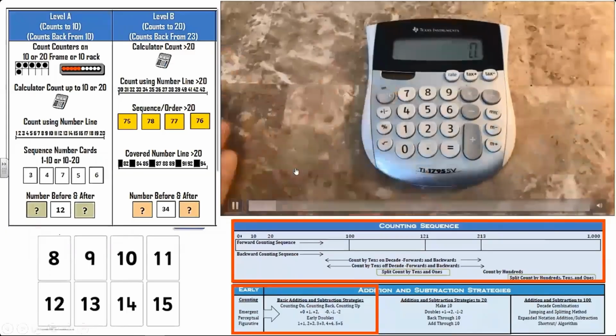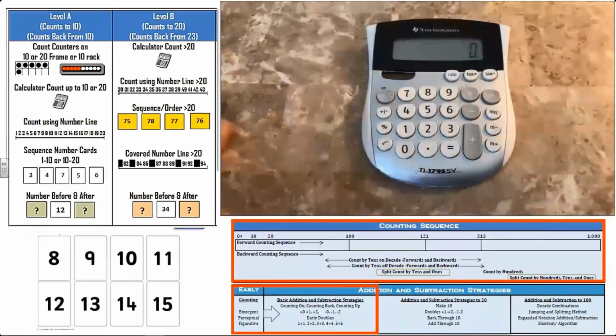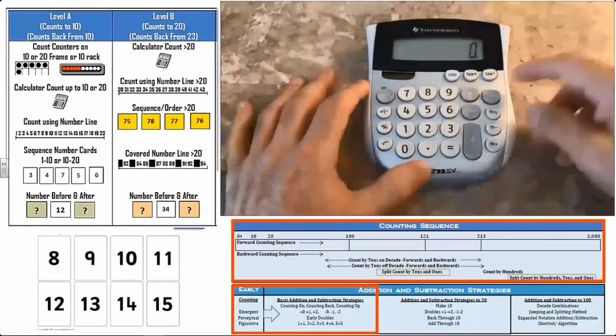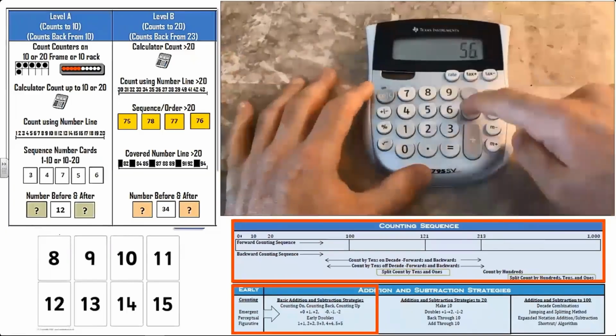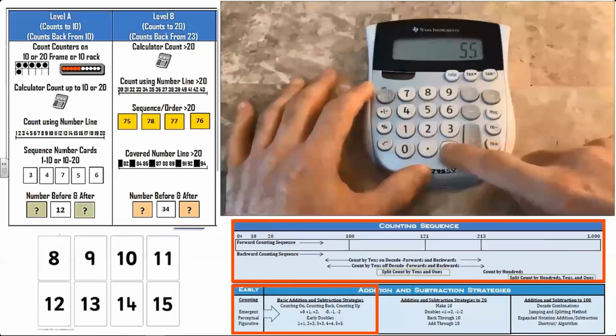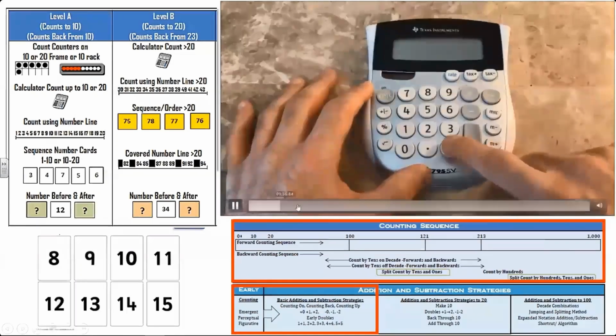So also, not only is it going to be a forward counting machine, but say you have students who are struggling counting backwards, you could say, okay, start at 56 minus 1 equals, and now it is a backward counting machine as well.